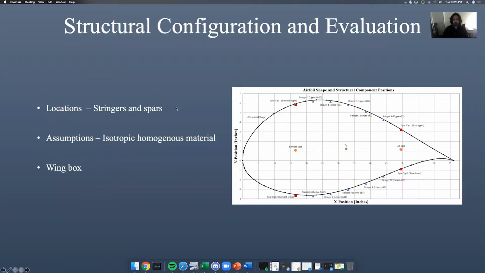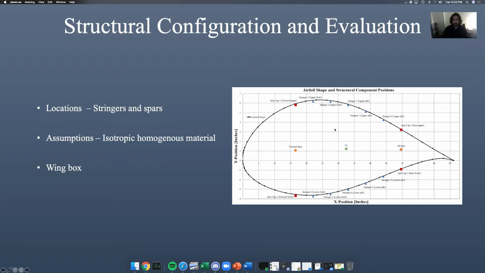So, starting with the structural configuration. First, the selection of the airfoil was determined by the RFP mission analysis proposed by AIAA. The airfoil coordinates for an EMB 314 Super Tucano were extrapolated to establish a base geometry.